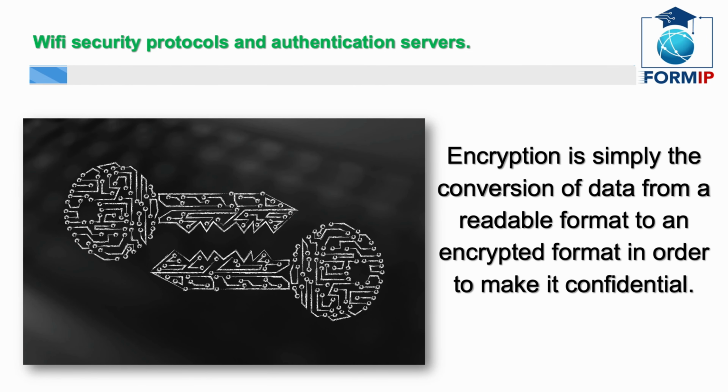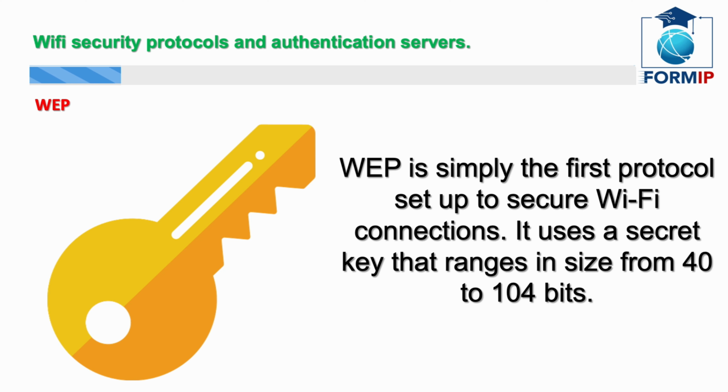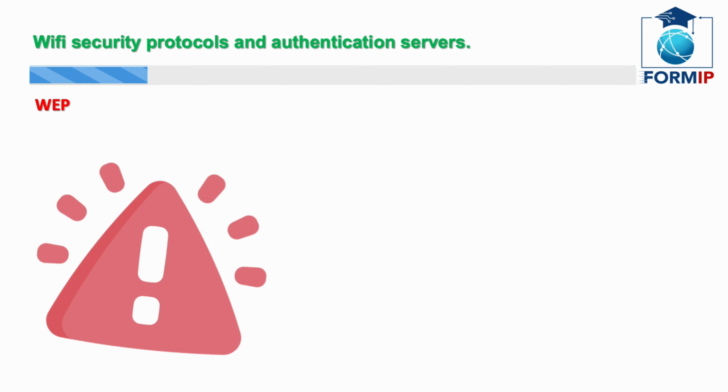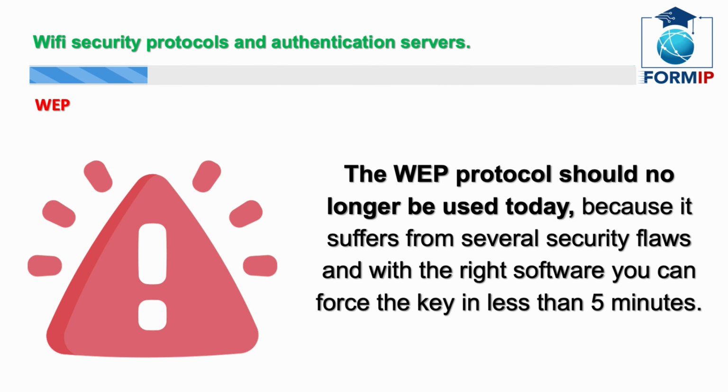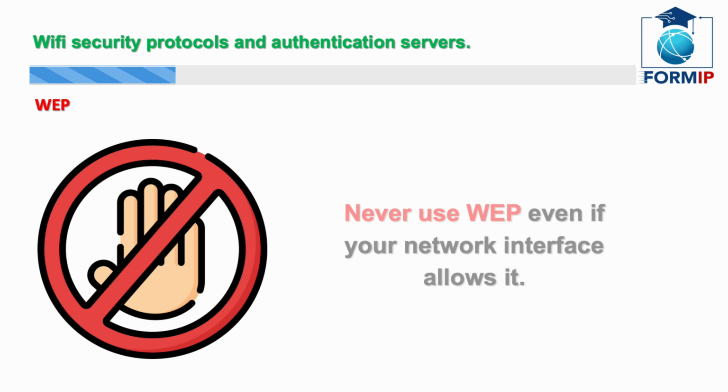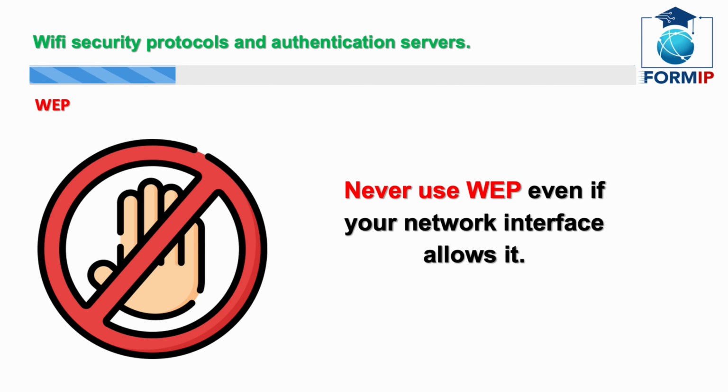WEP is simply the first protocol set up to secure Wi-Fi connections. It uses a secret key that ranges in size from 40 to 104 bits. In fact, the WEP protocol should no longer be used today because it suffers from several security flaws, and with the right software, you can force the key in less than 5 minutes, and that's why it's been nicknamed the Weak Encryption Protocol. In summary, never use the WEP protocol even if your network interface allows it.